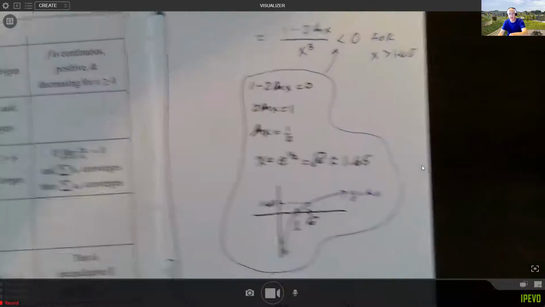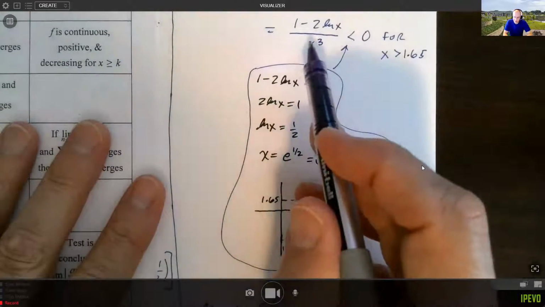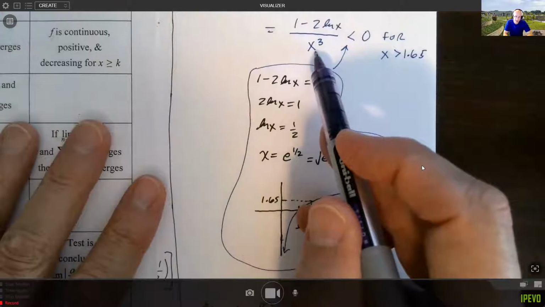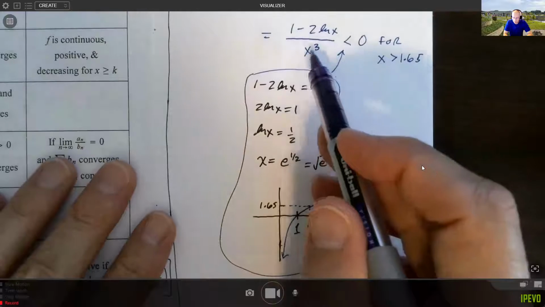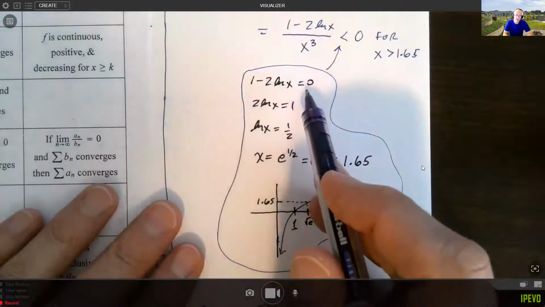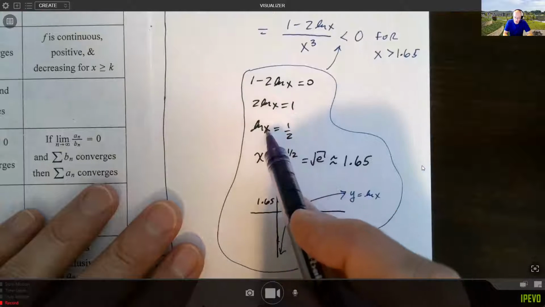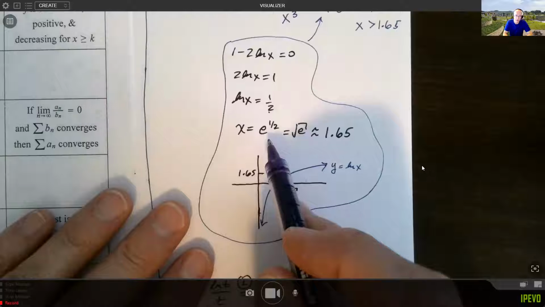So how did I do that? I just said, first of all, of course, x cubed is positive for any value greater than 0, which we are, or greater than or equal to 2. But 1 minus 2 natural log of x, first of all, when is that equal to 0? It's when 2 times the natural log of x is 1, or when the natural log of x is a half. And that's true when x is e to the 1/2 power, or the square root of e, which is about 1.65.